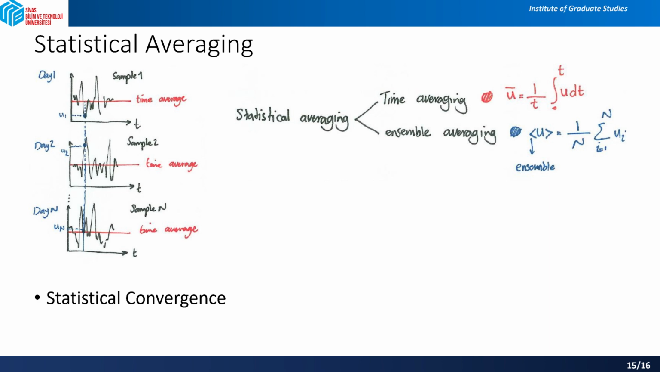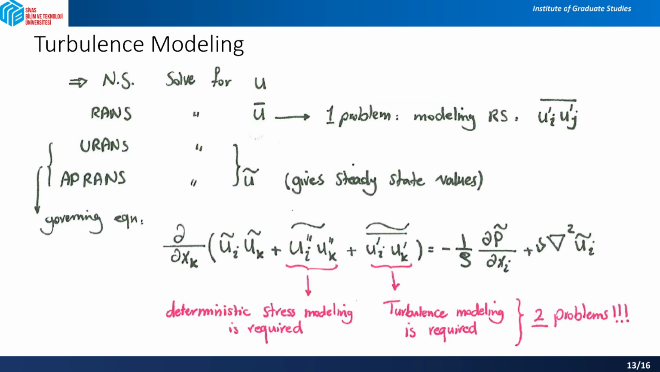When you apply all these operators on the Navier-Stokes equations, you will get APRANS equations. So APRANS equations actually came from application of three different averaging on the Navier-Stokes, let's say, equations.